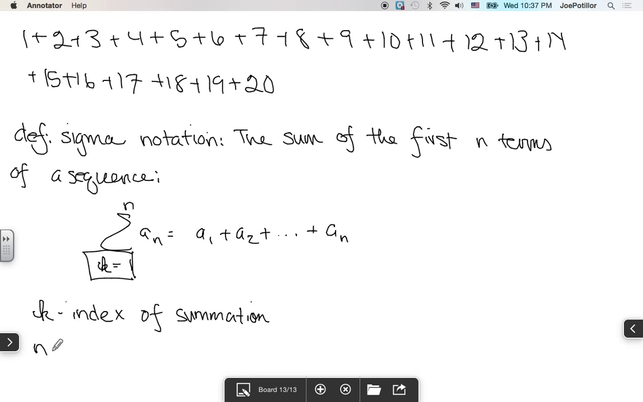Then we have n, which is the upper limit of summation. And of course, 1 is the lower limit of summation. And a sub n is, of course, the sequence which is defined. Okay.